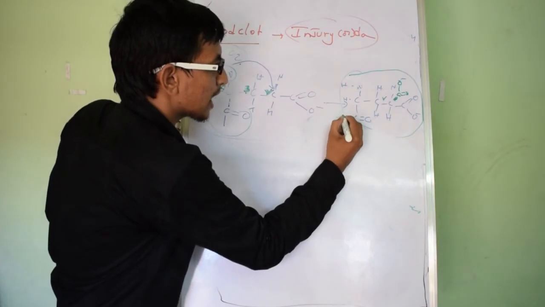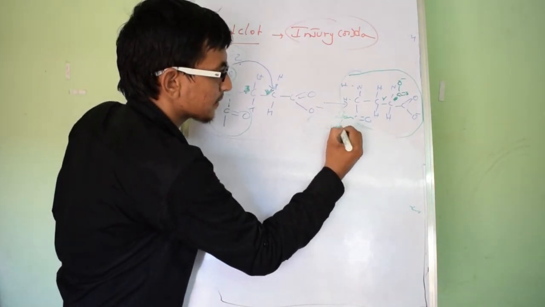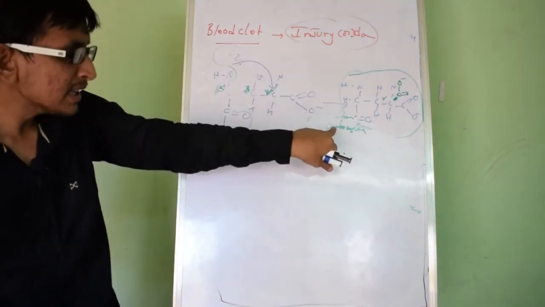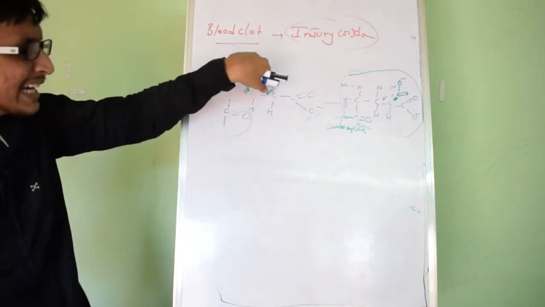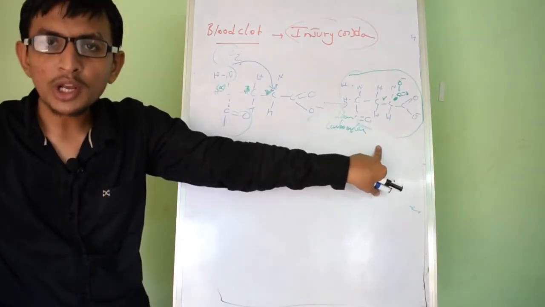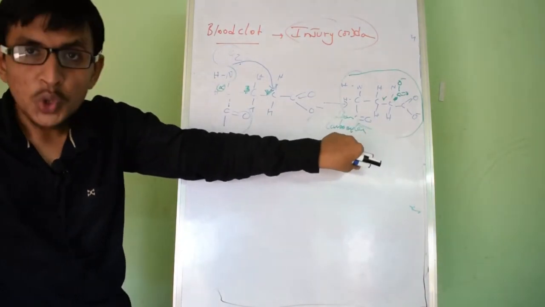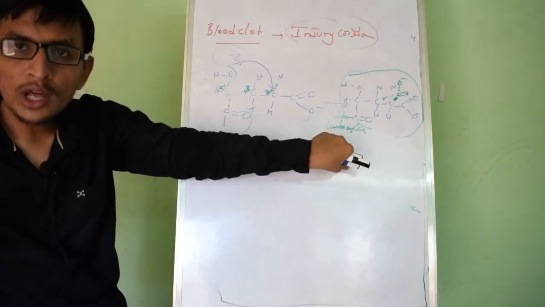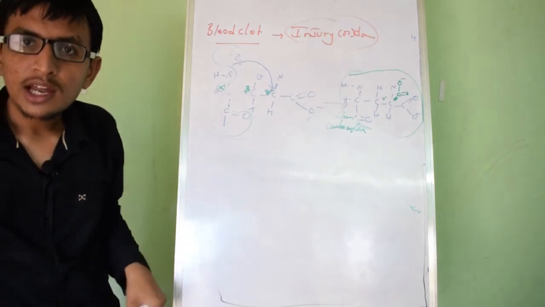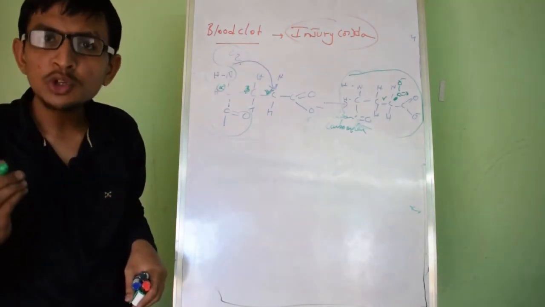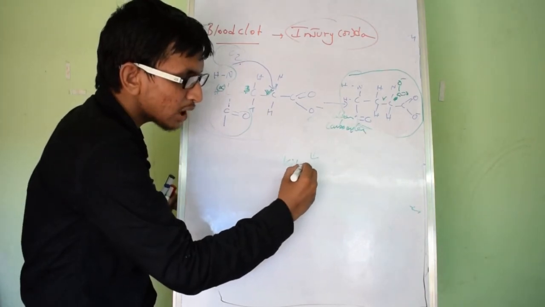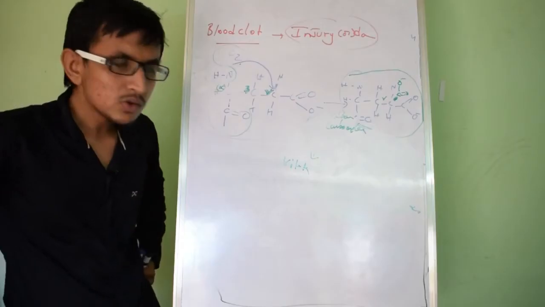Here we are having gamma glutamyl carboxylase. I am telling that this gamma glutamyl carboxylase is ligating the carbon dioxide at the gamma position to form gamma carboxy glutamic acid residues. Before doing that, this gamma glutamyl carboxylase needs a molecule of vitamin K.